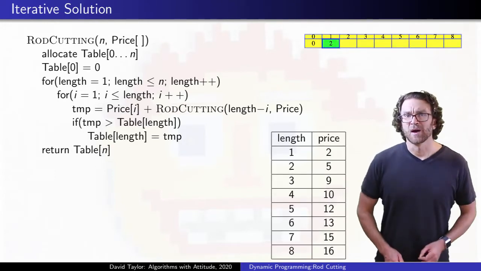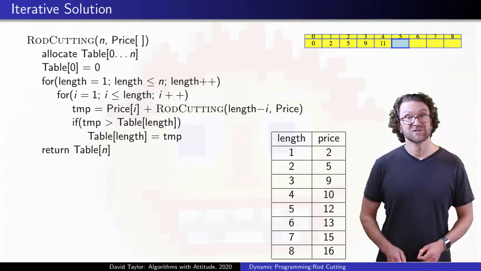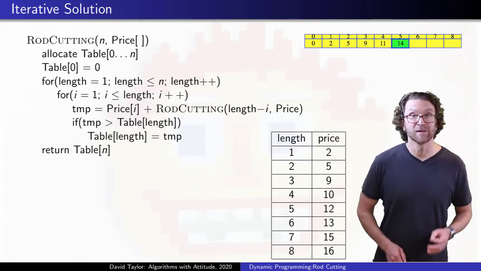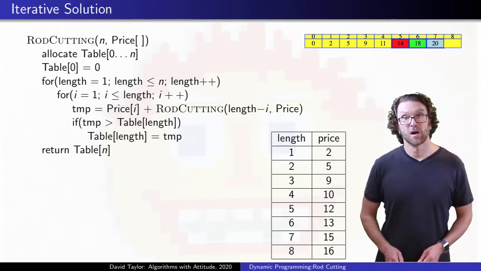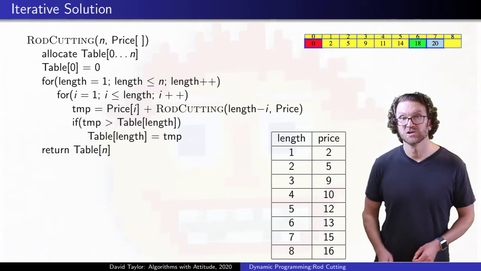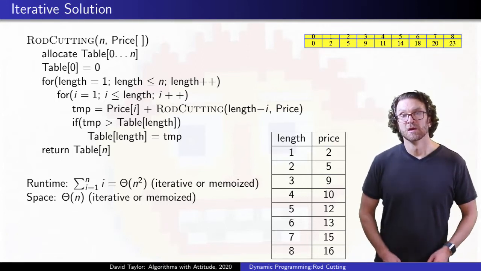We can also think about how long it takes this code to run. To fill in the ith position takes time i because you consider the maximum of i possible first cuts. And we're solving for problems i equals 1 up to n, the full-size rod. That's n squared time, much better than the exponential time we started with.